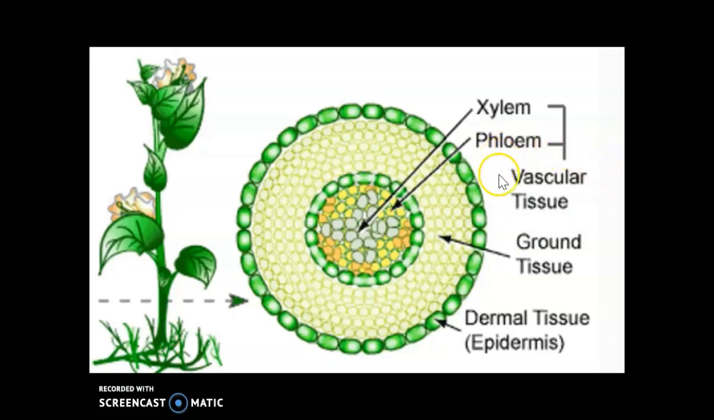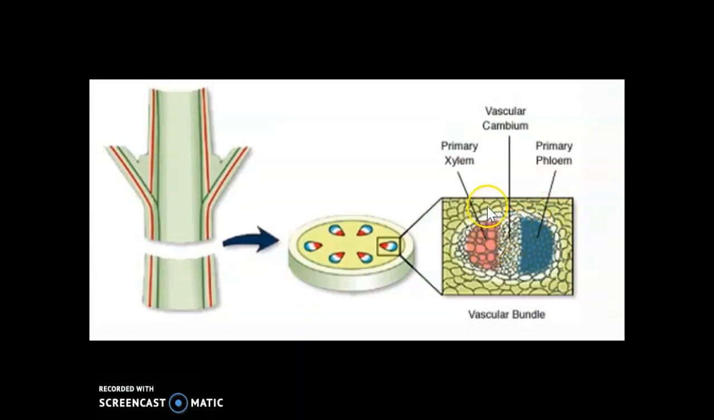Now we look at the third type of tissue in plants, which is the vascular tissue. In general, vascular tissue transports water, minerals, and sugar to different parts of the plant. Vascular tissue is made up of two specialized conducting tissues, which are the xylem and the phloem. Xylem tissue transports water and nutrients from the root to different parts of the plant, and also plays a role in structural support of the stem.